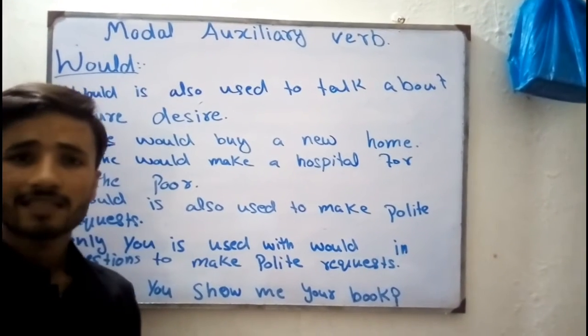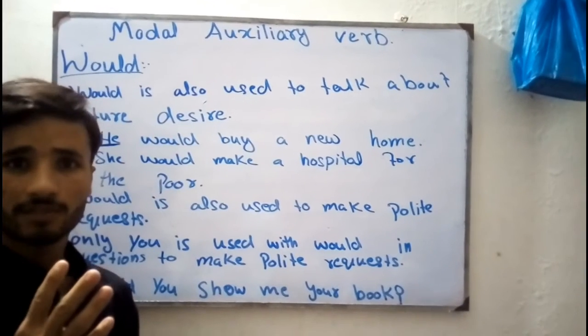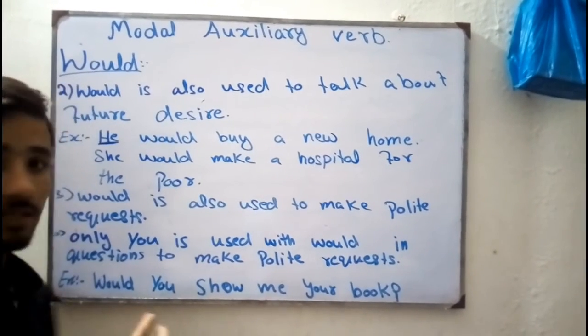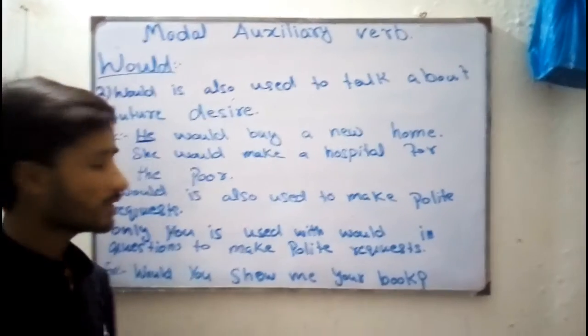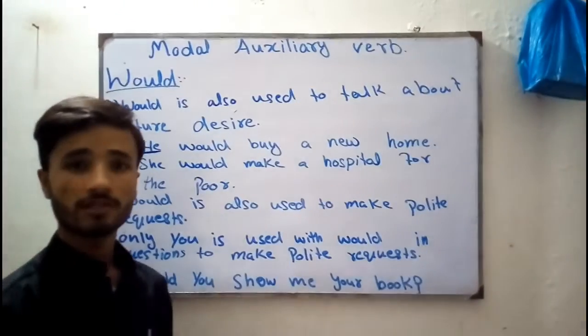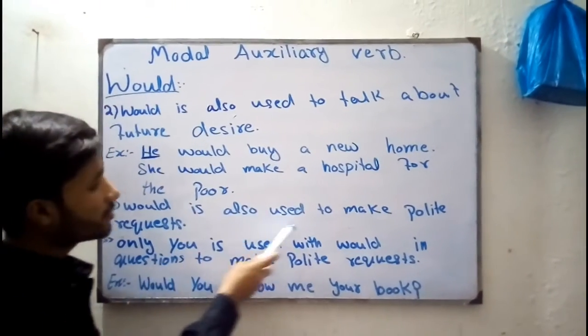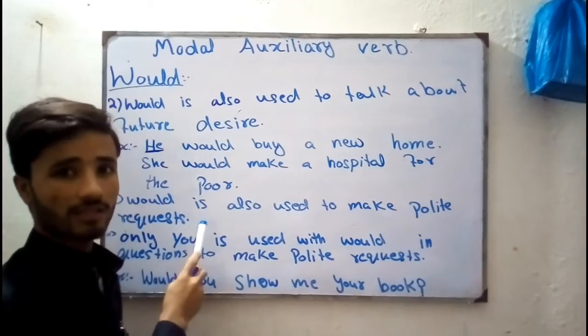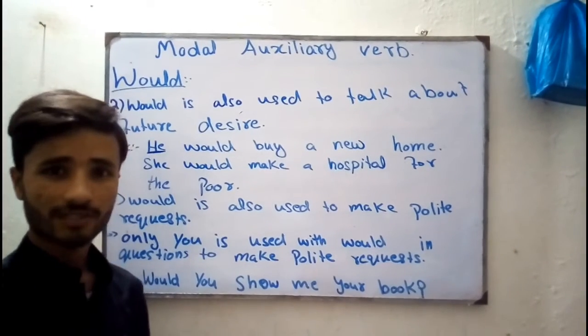So here we are with the third step of "would". At the beginning I said that it has been divided into 4 steps, but I'm sorry for that. It has been divided into 3 steps, not into 4 steps. So what is the third and last step of "would"? So see, "would" is also used to make a polite request. It is also used to make a polite request, right?